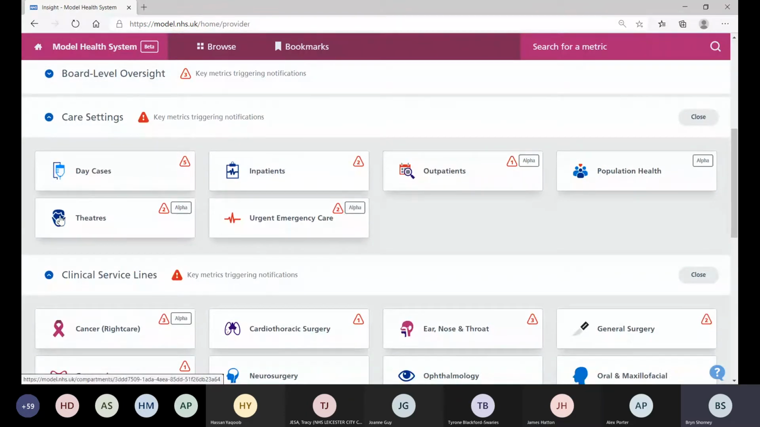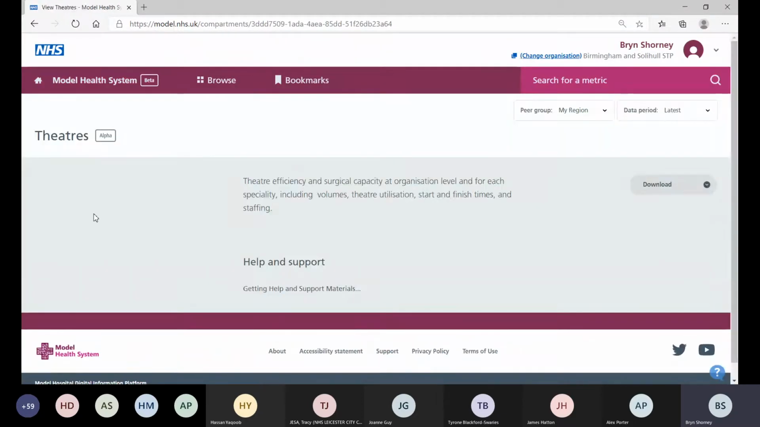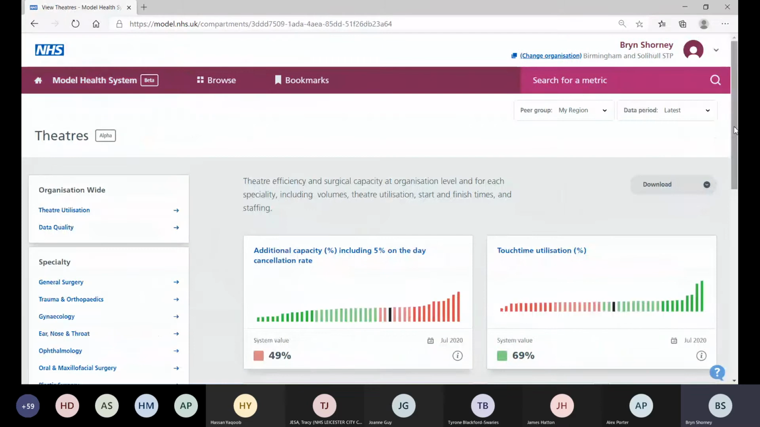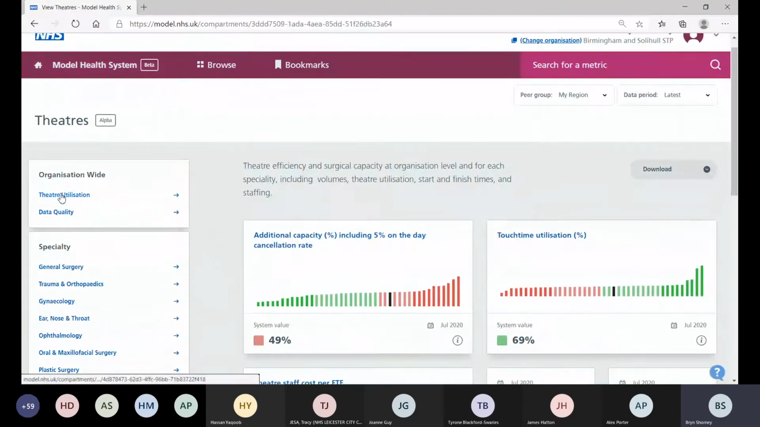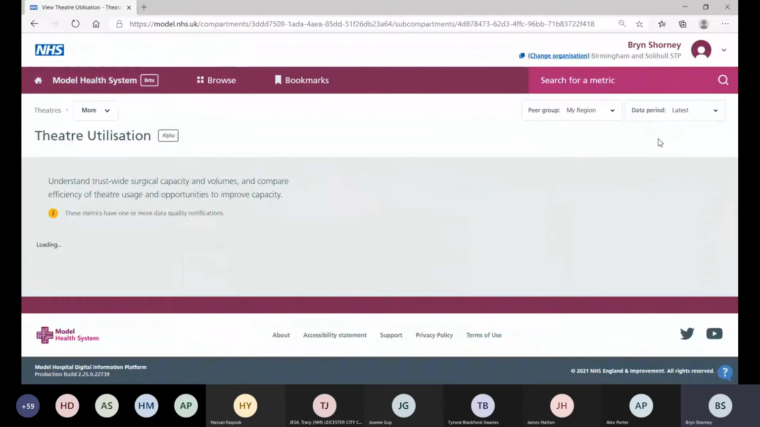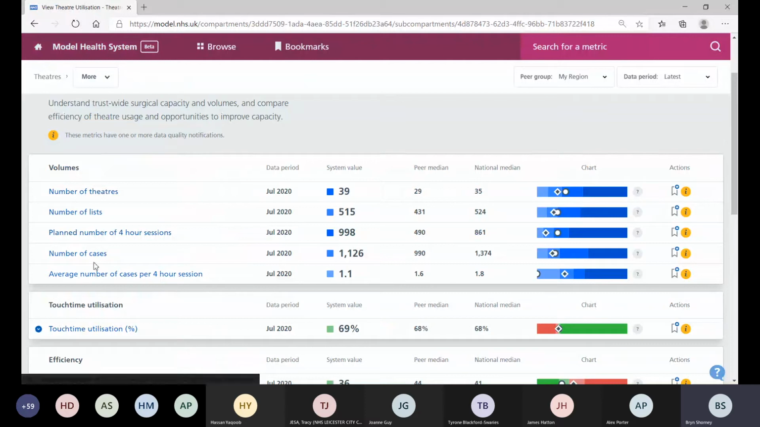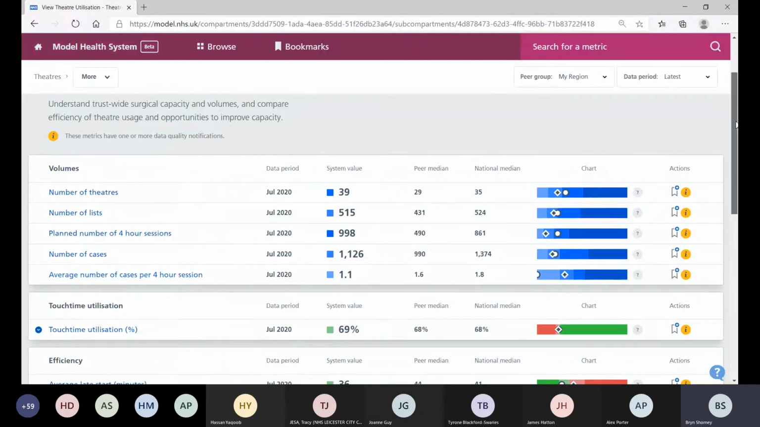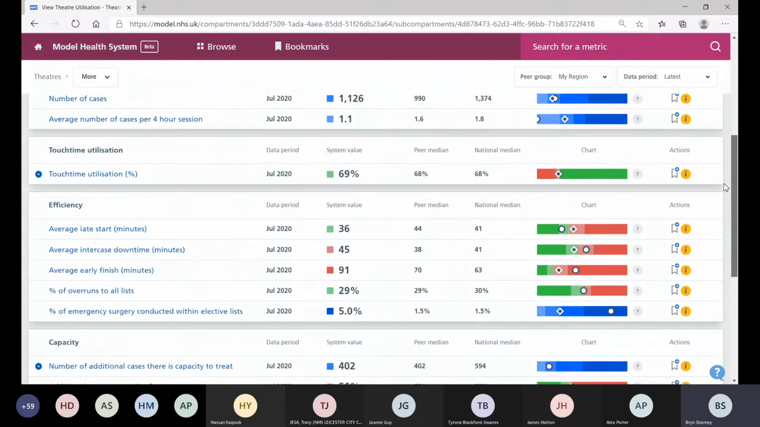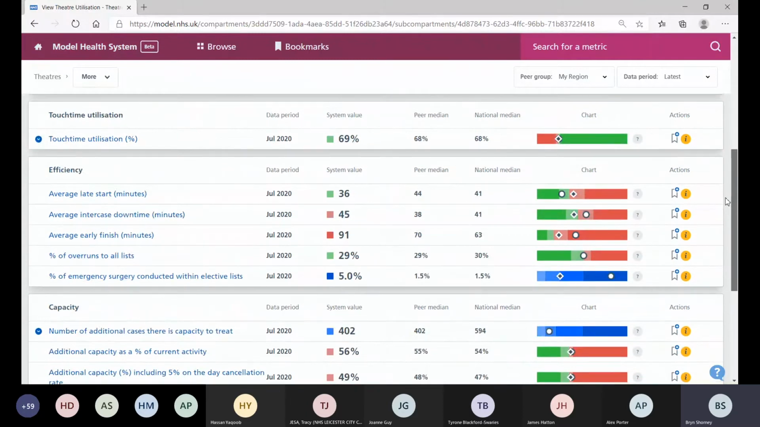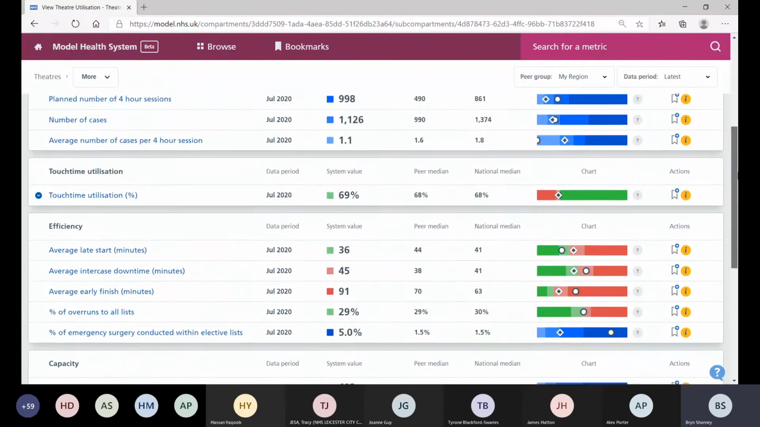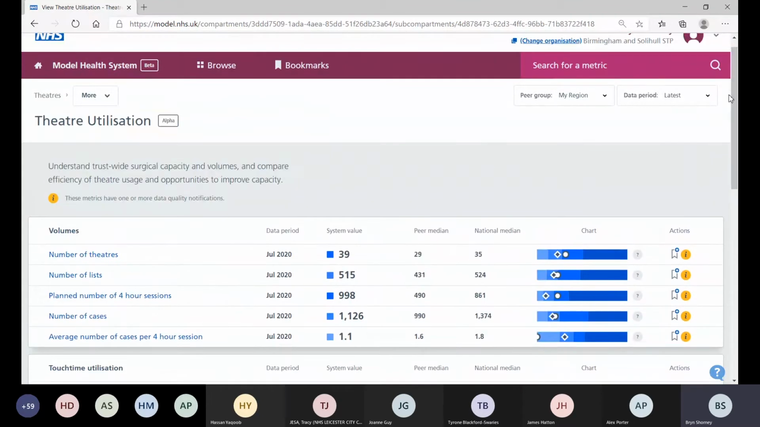And then again, I won't dwell on any of these compartments in too much detail, but worth highlighting the theatres compartment as well. So we've got indicators on the theatre utilisation, including the touch time utilisation, the average number of cases per session, and some further indicators there on late starts and other indicators. So again, I won't dwell on this element, but happy to take any questions that anyone has.